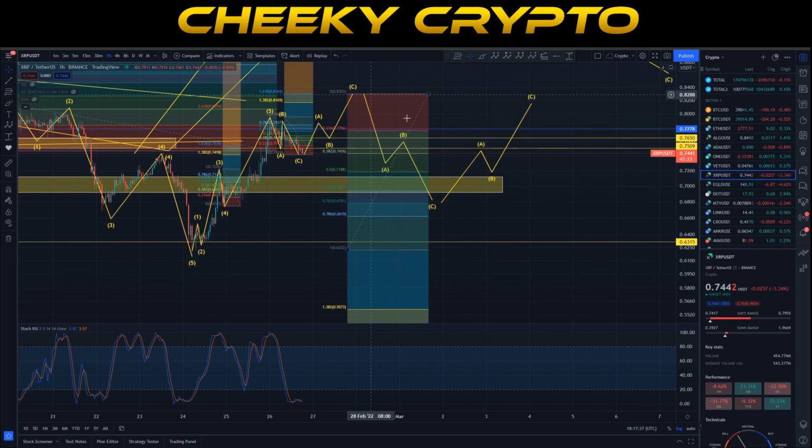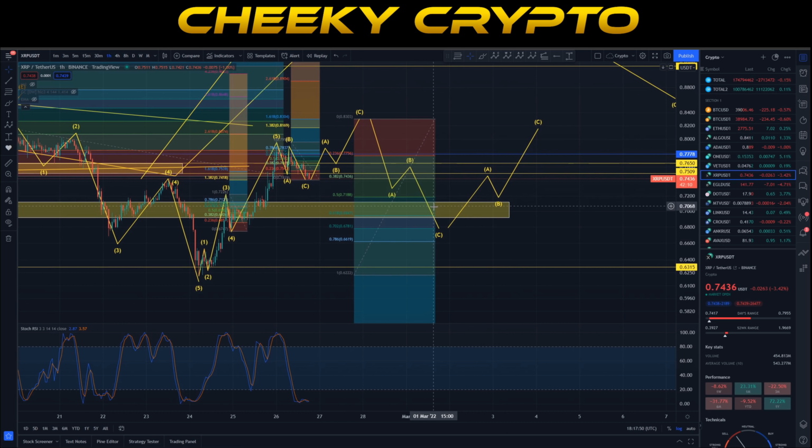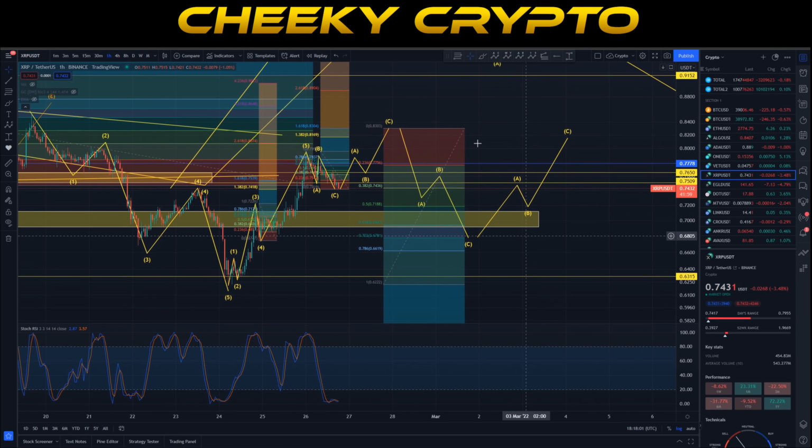The one thing that we don't want to see within this pullback is for this C wave to go impulsive, because that will actually take us down lower. So we are conscious and very aware that there are certain things that we want to see and certain things that we don't want to see, right? So we do want to see an ABC correction after this little leg up, and then from there we want to see this progression back to the upside. What we don't want to see is this move to the downside turn impulsive and take us into lower lows.